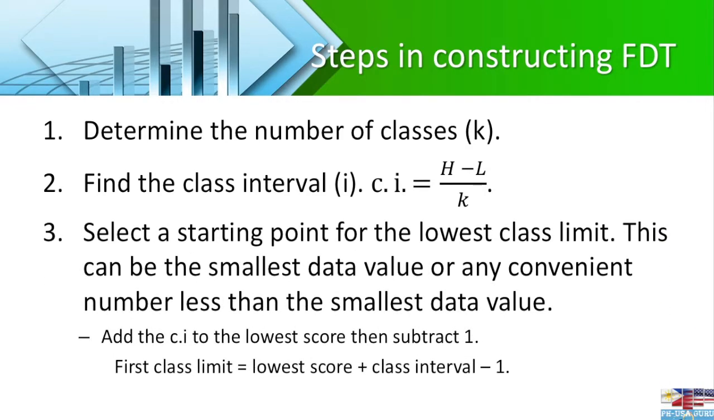Third step, select a starting point after you determine the number of classes and the interval for the lowest class limit. This can be the smallest data value or any convenient number less than the smallest data value. How to find the first class limit? It's very simple. Just add the class interval to the lowest score, then subtract 1. The formula is given. First class limit equals lowest score plus class interval minus 1.